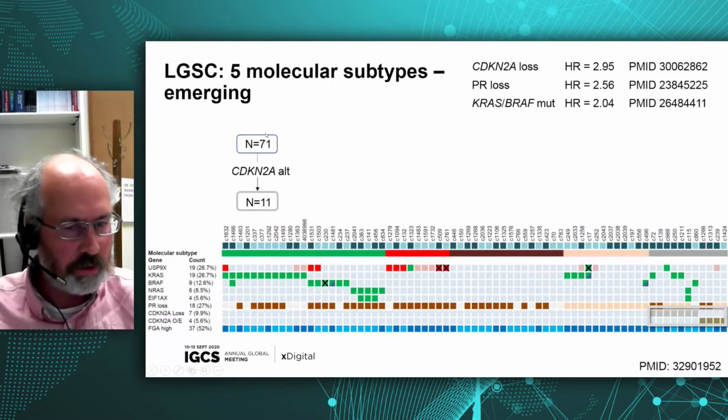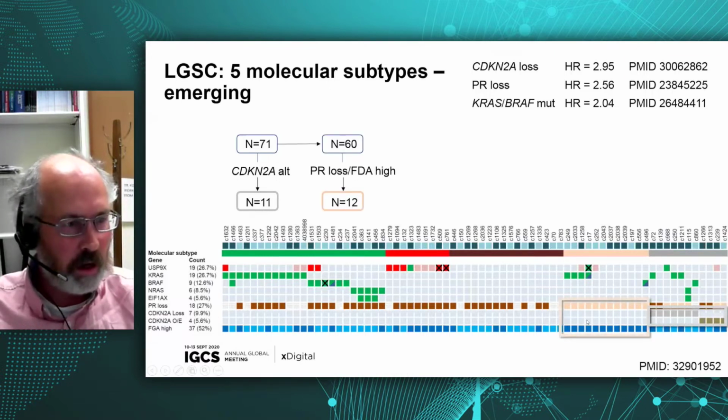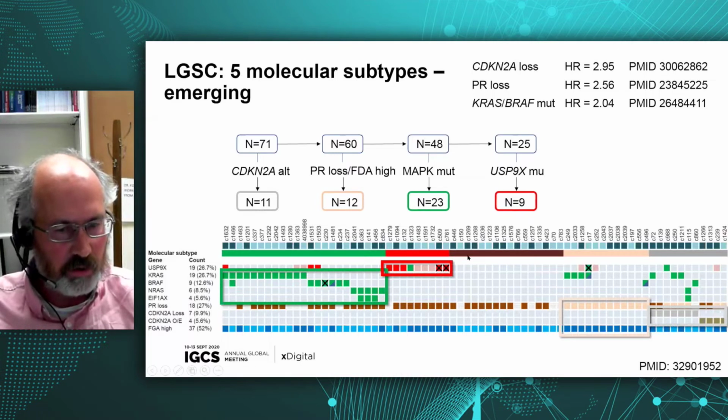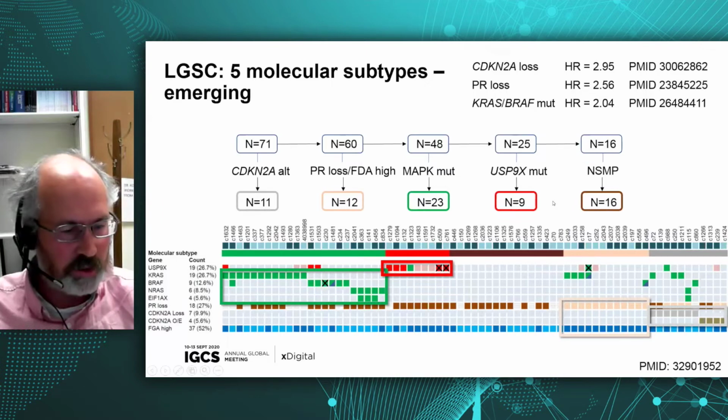This recent study on low-grade serous carcinoma, I believe, shows that there are at least 5 molecular subtypes emerging, which are associated with higher risk of death. First one is alteration in CDKN2A or P16, PR loss combined with high fraction of the genome altered, a group with MAP kinase mutation, a group with a newly discovered ubiquitinase mutation, and a group with no specific molecular alteration.